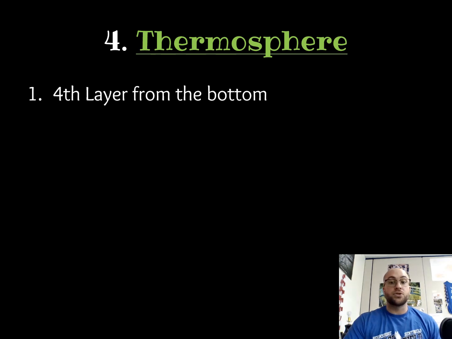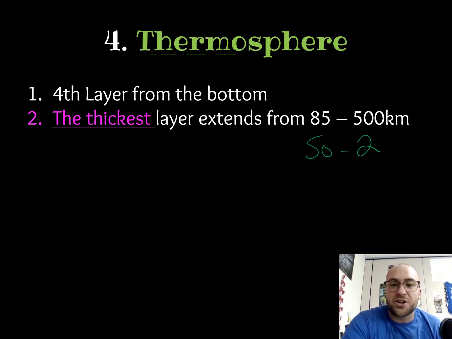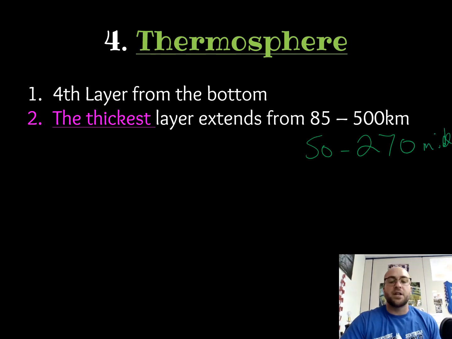We're getting close to outer space. We are in the thermosphere. It is the 4th layer. It is the thickest layer. It extends 85 to 500 kilometers. That's like, I don't know, 50 to 270-ish miles. You could probably check my math on that if you'd like.